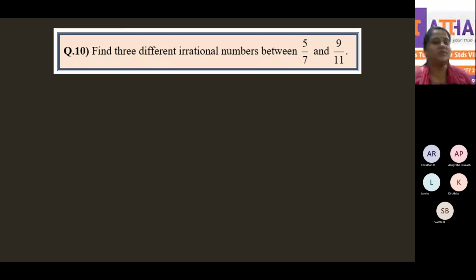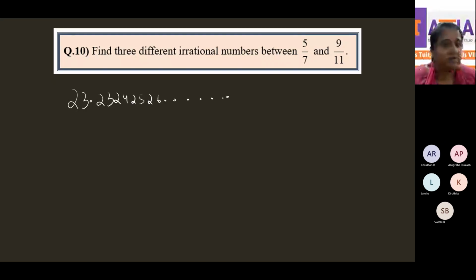Supposing we have to write 3 irrational numbers, then you can write so many. You can just write anything, something like 23.23242526... This is non-terminating because of these dots, and non-recurring because there's no digit or set of digits repeating itself. You cannot assume that 23242526 is repeating, because if it is repeating, then I should write it at least once more.